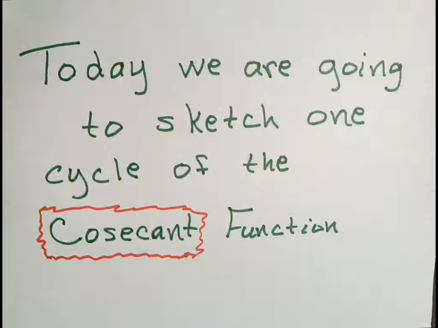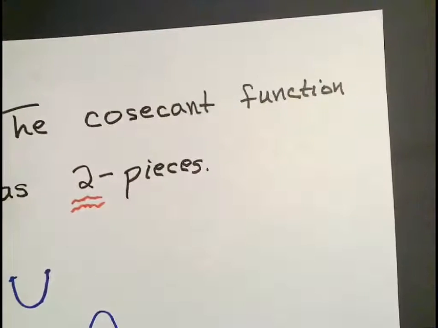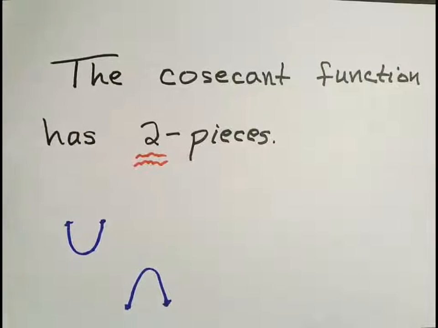Today, we're going to sketch one cycle of our cosecant function. This is our cosecant function. The cosecant function will have two pieces. You're going to have a part that's concave up and a part that's concave down. Again, two pieces for a cosecant function.